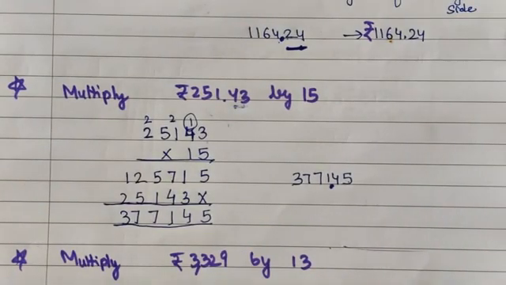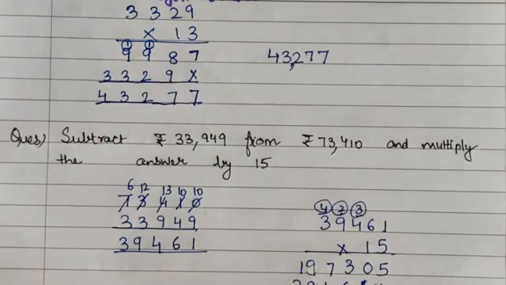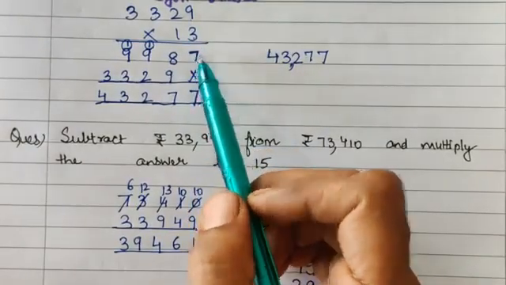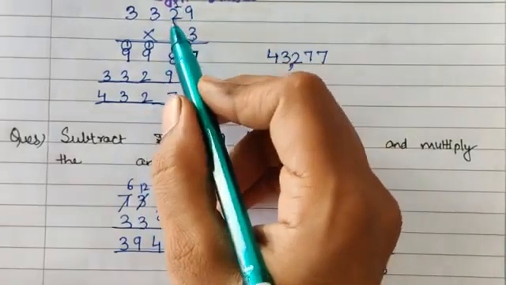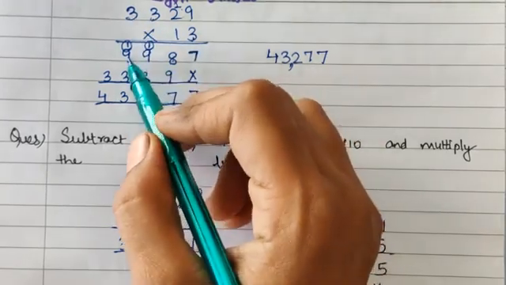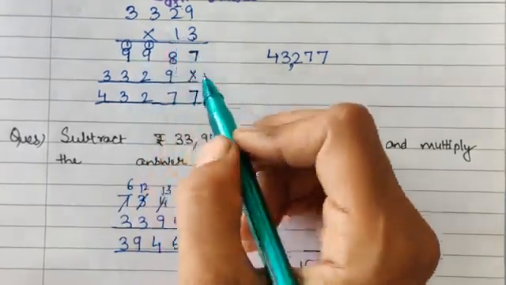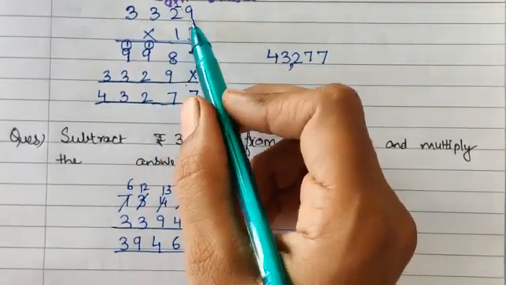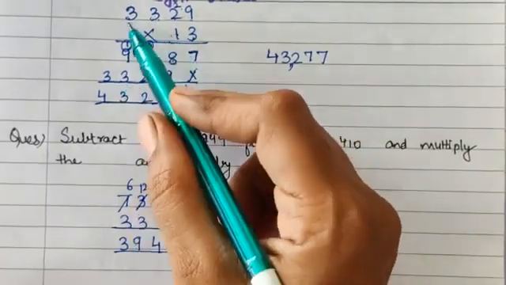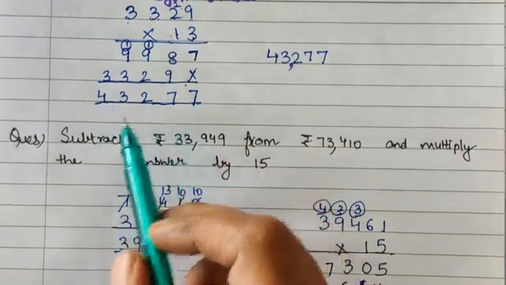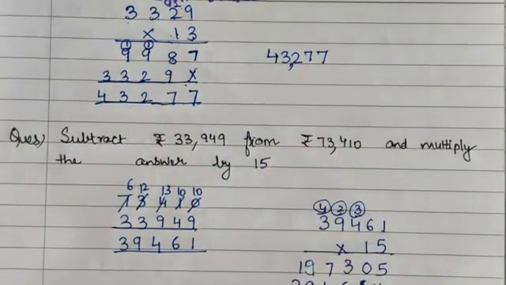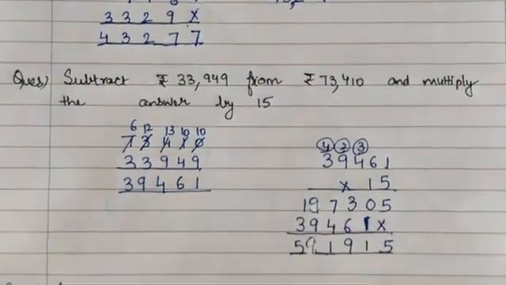In the next question, that is without decimal, we have to multiply 3,329 by 13. So let us start the multiplication. We will start with 3. 3 into 9, 27. 2 here. 3 into 2, 6 plus 2, 8. 3 into 3, 9. 3 into 3, 9. Now when we shift to 1, we will put a cross over here. 1 into 9, 9. 1 into 2, 2. Then 1 into 3, 3. 1 into 3, 3. So on adding, we get what? 43,277. Clear?